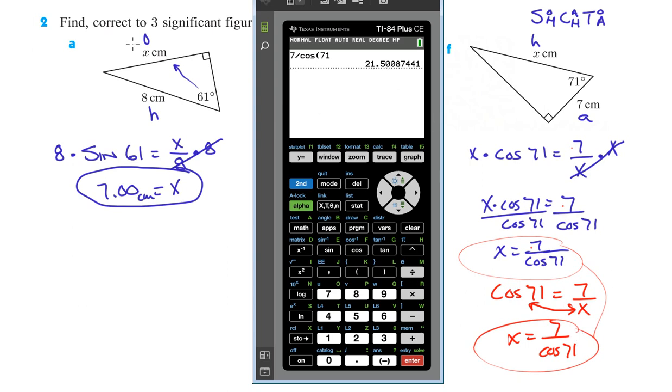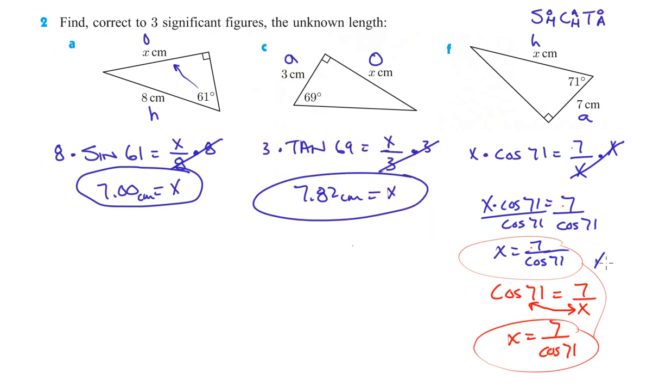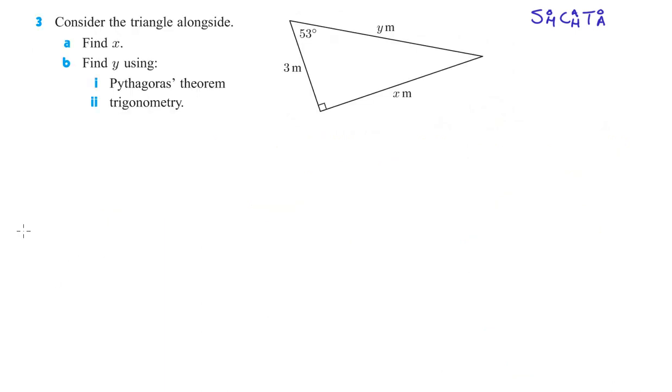So x, let's go back to blue, x equals 21.5, and that is centimeters. Okay? Moving on to the next one, number 3, considering the triangle alongside, find x.